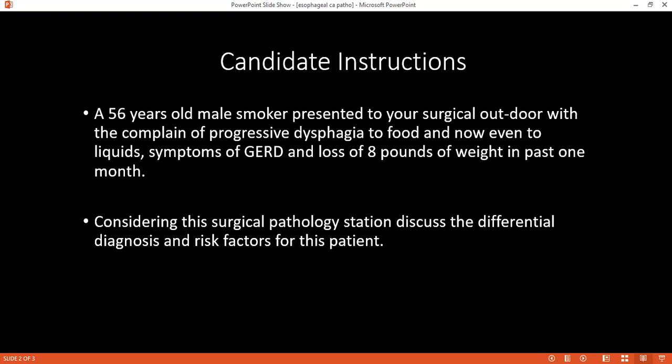T1 is involving the mucosa, lamina propria or submucosa. T2 is muscularis propria. T3 is adventitia. T4a and T4b: T4a would be resectable structures involvement, pleura, pericardium, or diaphragm, whereas T4b is non-resectable, like aorta or trachea or vertebra. And then N1, N2, N3 will be 1 to 2, 3 to 6, and 7 or more lymph nodes. M0 no metastasis, M1 being metastasis. G1 will be well differentiated, then moderately differentiated, poorly differentiated, and undifferentiated.